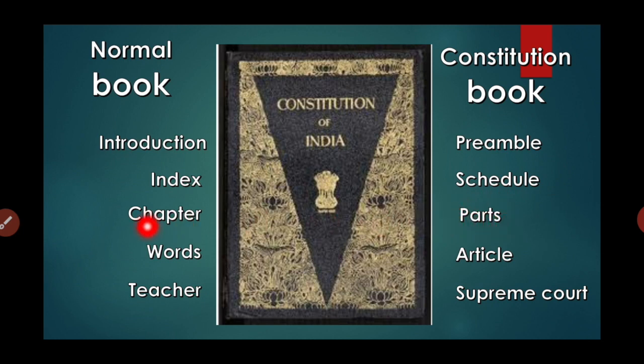Parts are similar to chapters. You can say there will be different parts, and different parts will contain different articles. Like words in a book, articles are written from 1 to 395 in the original book, but now it has increased because many parts have been repealed from the Constitution and many new ones added. So around 448 is the current number of articles.